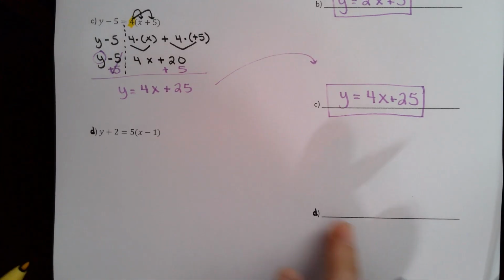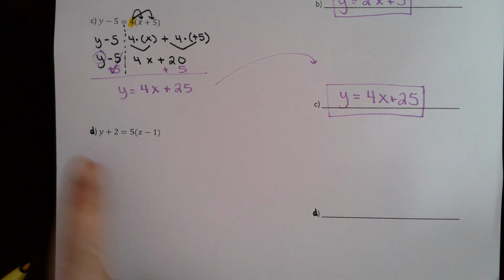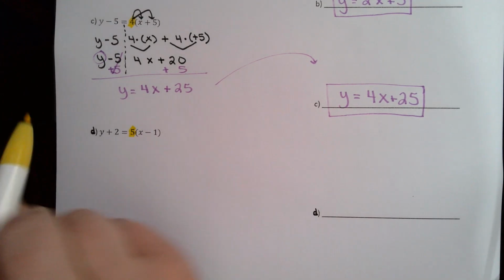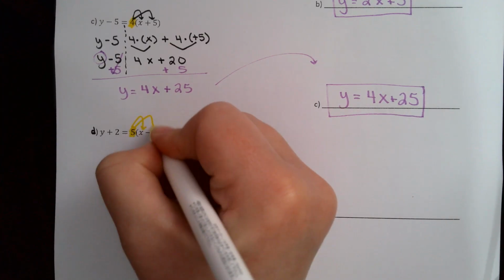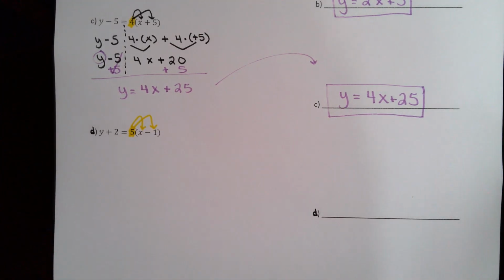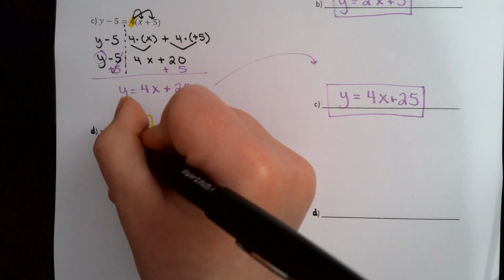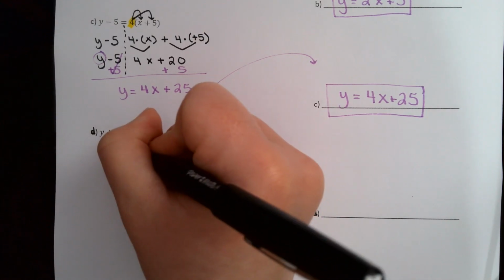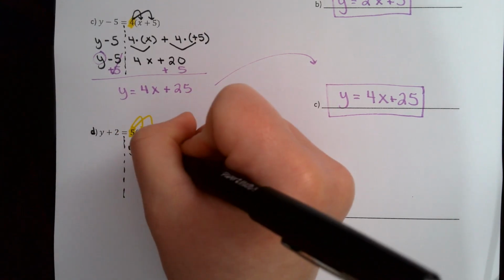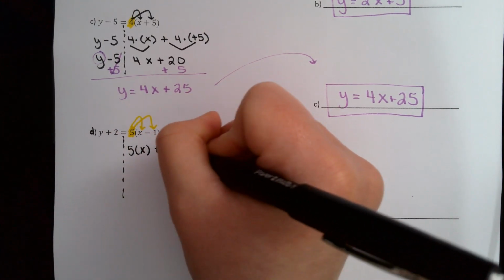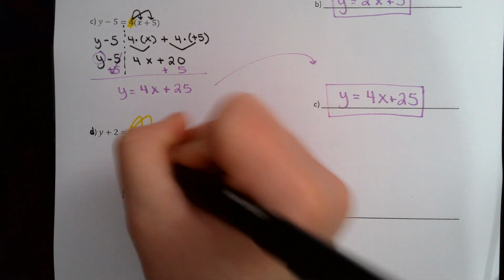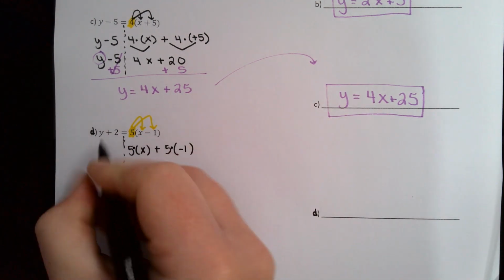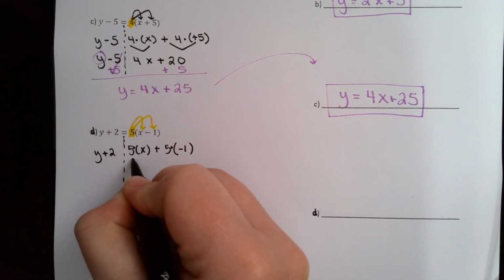Okay, last one, there was a typo. Make sure this is D. And we're going to do the same thing one last time. Here's 5. We're going to bring 5 inward using the distributive property. Dotted, dotted, dotted, dotted. 5 open x and 5 open negative 1. Again, put your little times symbol here so you don't get confused. Bring down the y plus 2.